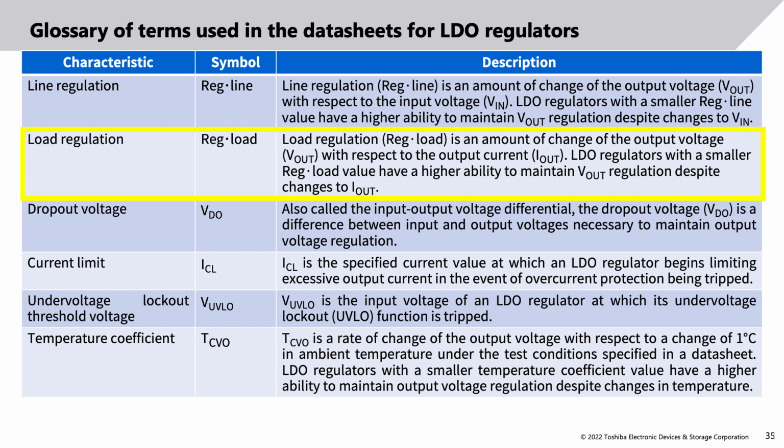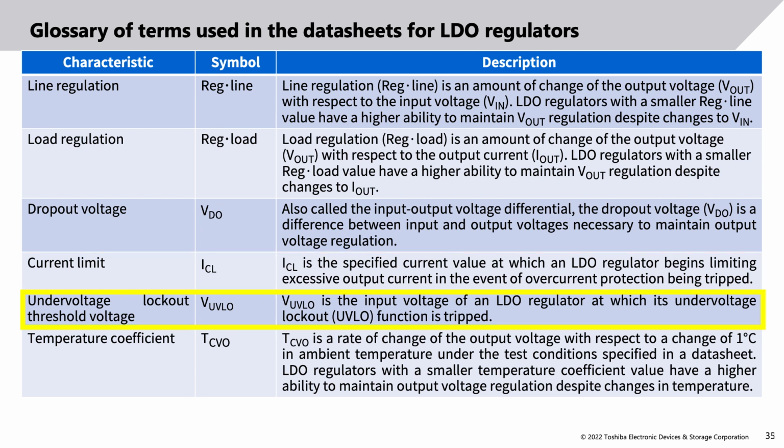Dropout voltage, VDO, is a difference between input and output voltages necessary to maintain output voltage regulation. Also called the input-output voltage differential. Current limit, ICL, is the specified current value at which an LDO regulator begins limiting excessive output current in the event of overcurrent protection being tripped.